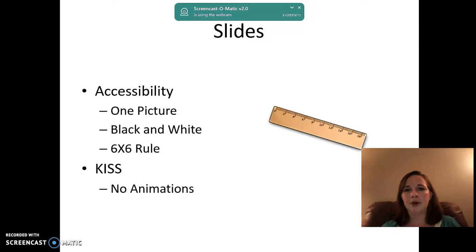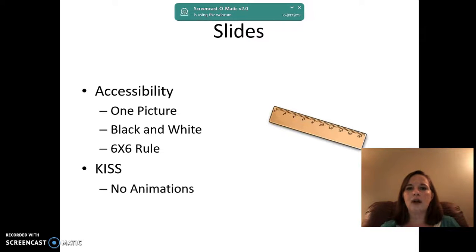So just keep it simple. That's why we have black text and white background. You just keep it simple with one picture per slide. So it's not just about accessibility, but it's also about keeping it from being a distraction to your audience.